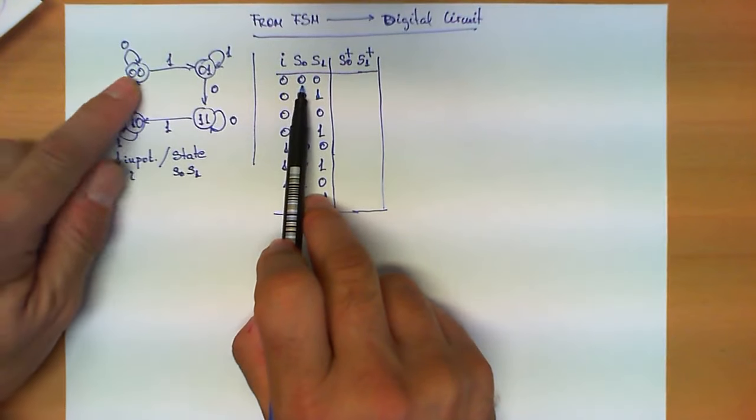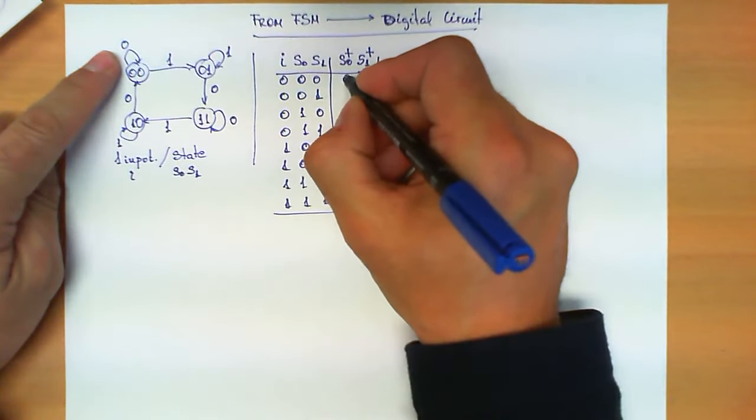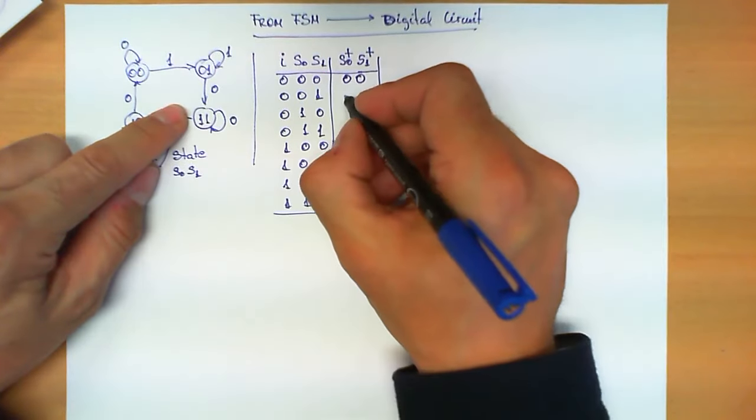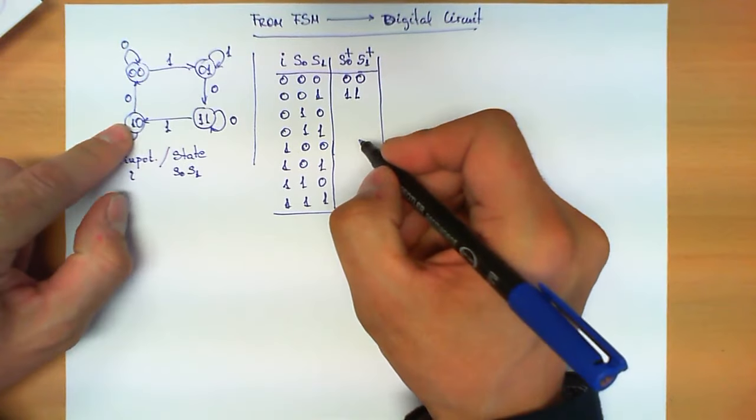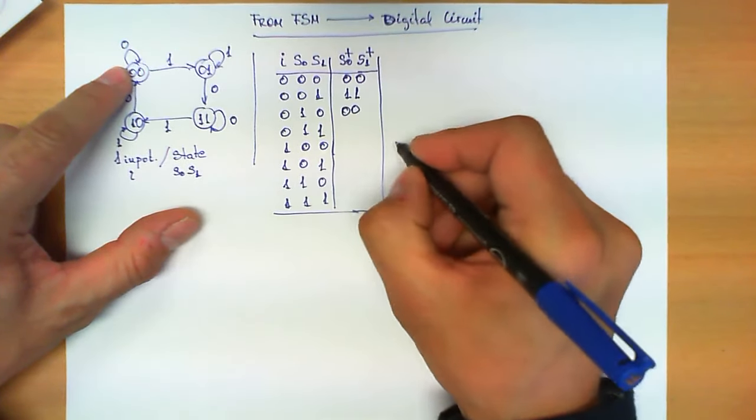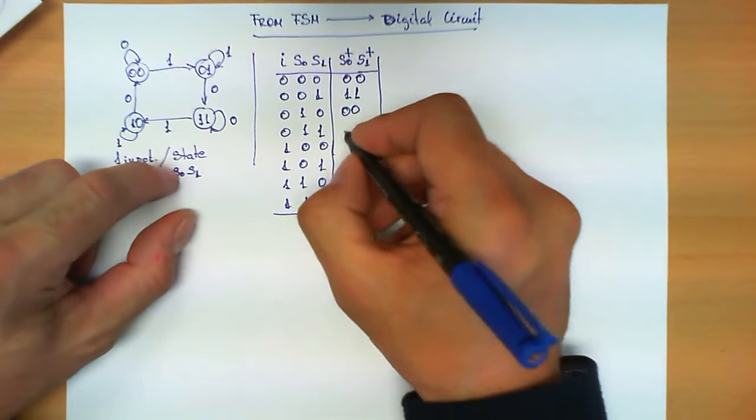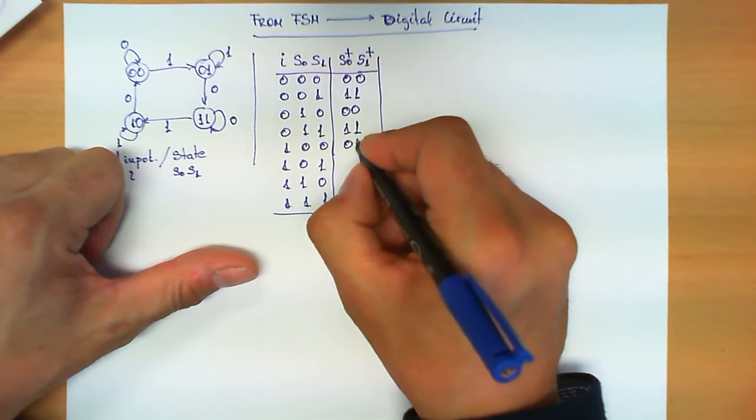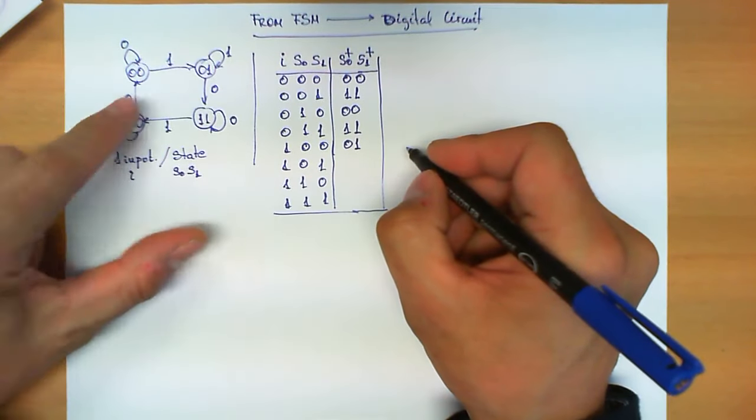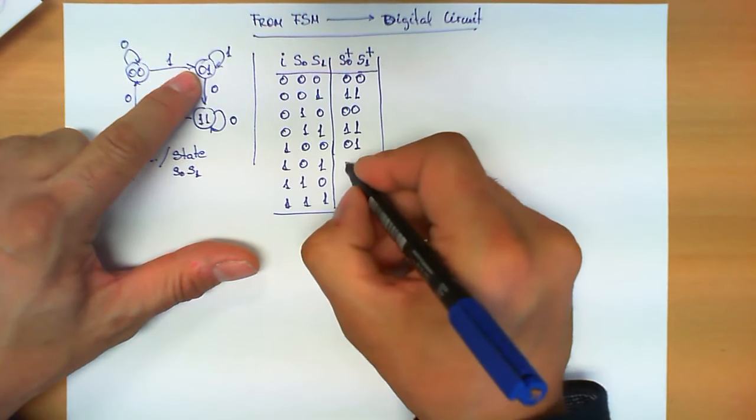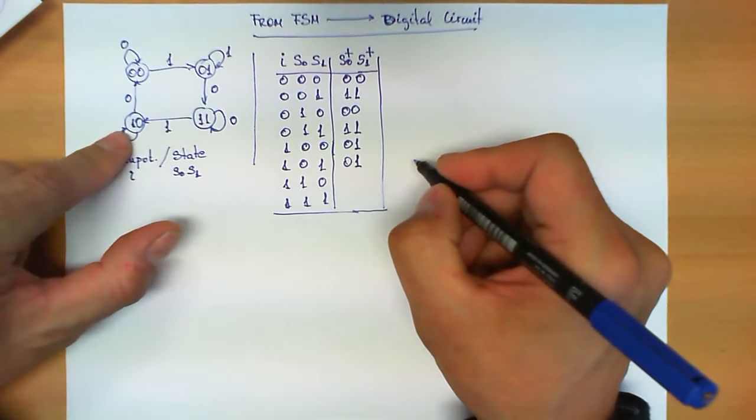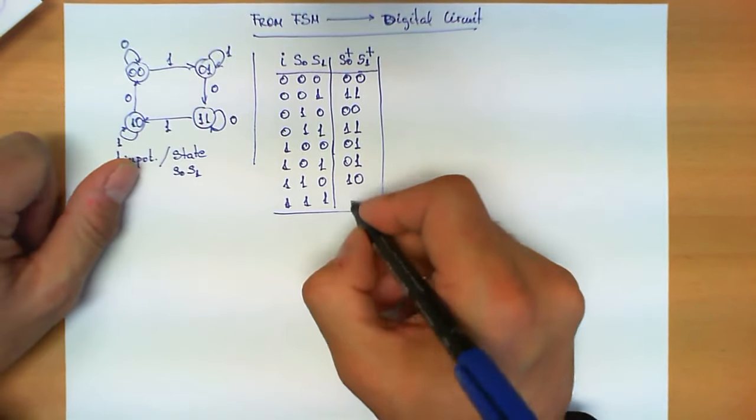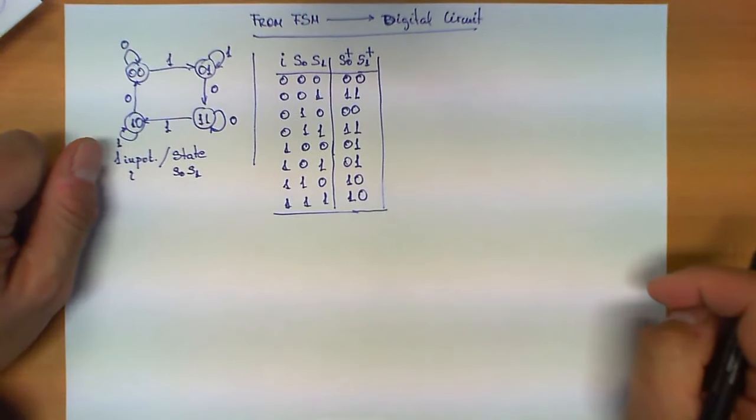We know that from state 00, when it comes to 0, we make a transition to the same state. When we are in state 01, and we have a transition 0, we go to state 11. 10 with a 0 makes a transition to 00. 11 with a 0 remains in the same state. 00 with a 1 makes a transition to 01. 01 with a 1 remains in the same state. 10 with a 1 remains in the same state. And finally, 11 with a 1 makes a transition to 10.